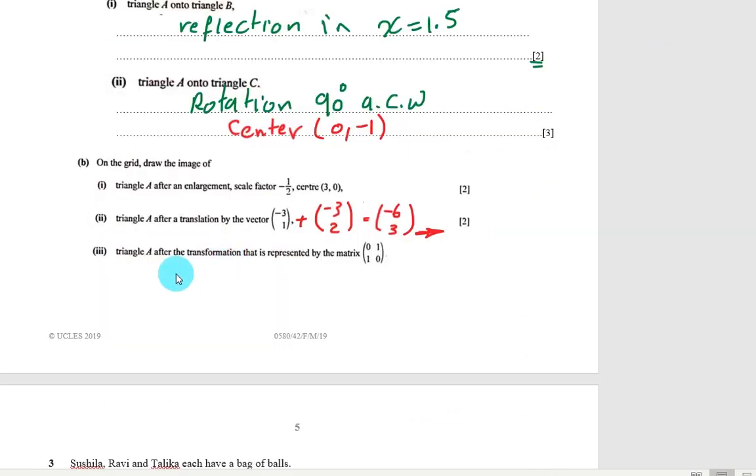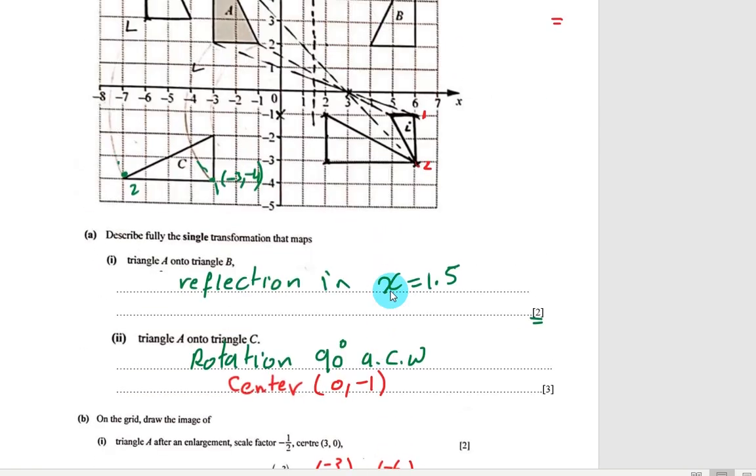Let us see another question. Triangle A after a transformation that is represented by the matrix 0, 1, 1, 0. To solve this question, we do the same steps that we did here. But instead of adding the point, we multiply the point. So let us make the matrix. This matrix holds all the points of triangle A.